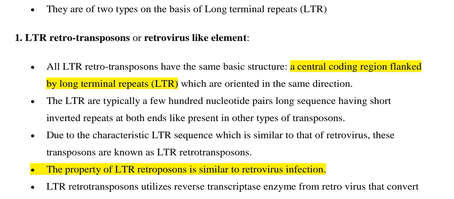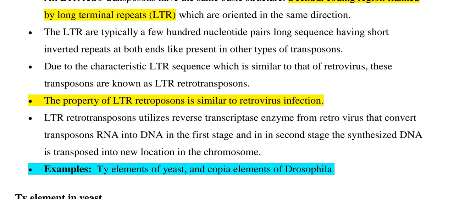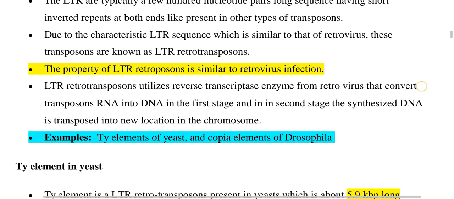All LTR retrotransposons have the same basic structure, a central coding region flanked by long terminal repeats, or LTR, which are oriented in the same direction. The LTR are typically a few hundred nucleotide pairs long, having short inverted repeats at both ends, like those present in other types of transposons. Due to the characteristic LTR sequence, which is similar to that of retrovirus, the transposons are known as LTR retrotransposons. The property of LTR retrotransposons is similar to retrovirus infection.